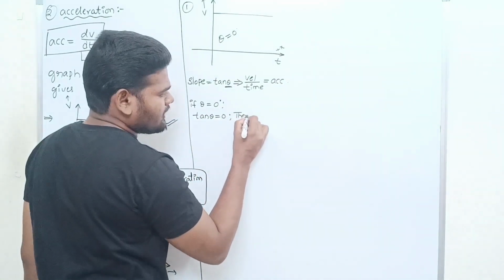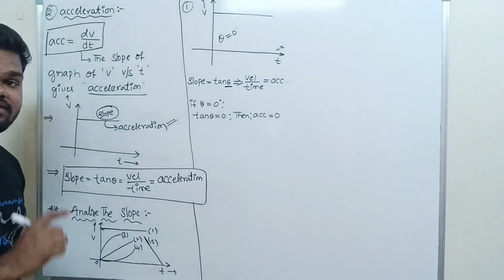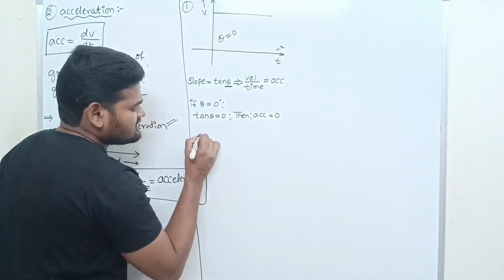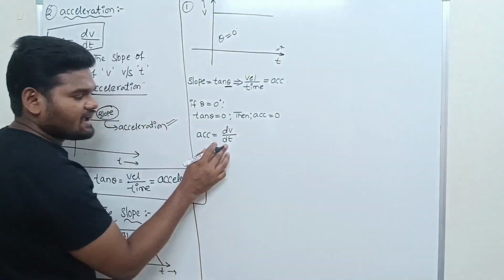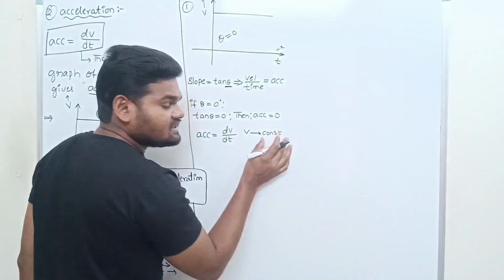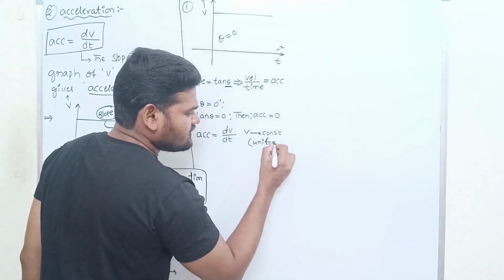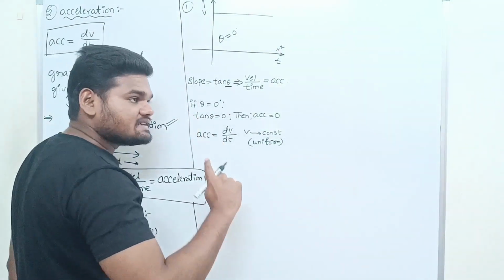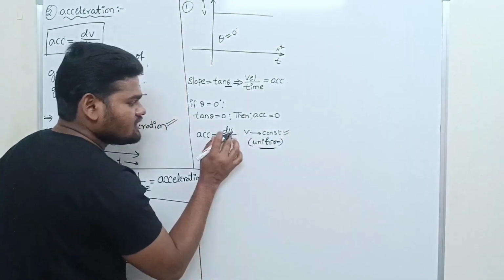Then acceleration is 0. What is the meaning of an acceleration of 0? Have a look. What is acceleration? The rate of change of velocity is called acceleration. If velocity is constant, or uniform, that means with respect to time the velocity of the object does not change. Then we can say that the velocity is uniform or constant.